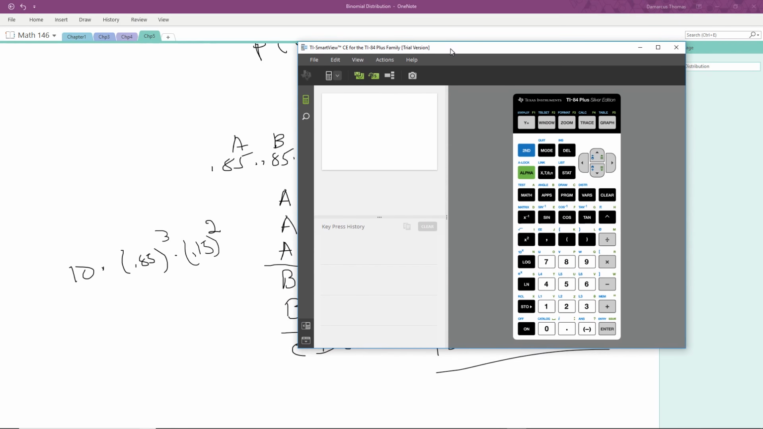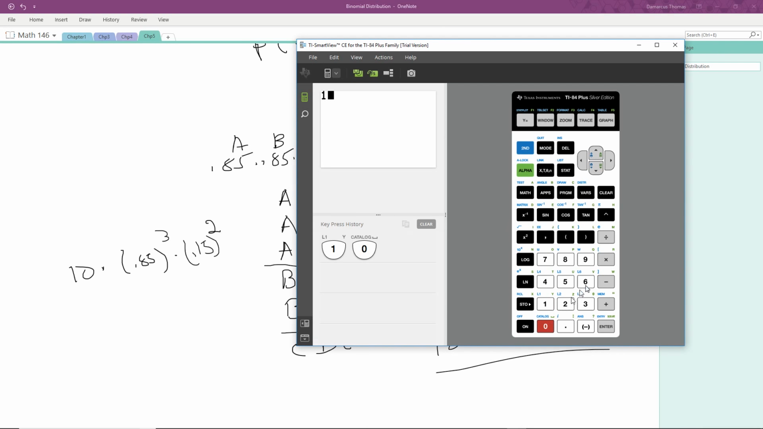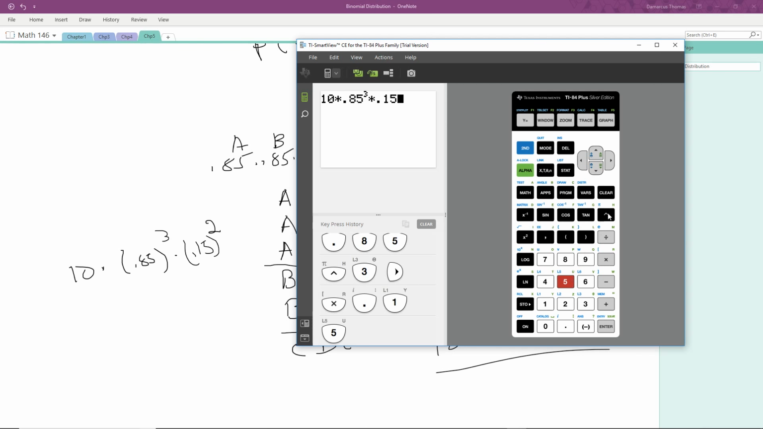And let's work it out and see. So if I did 10 times 0.85 raised to the third power and then times 0.15 raised to the second power, simplified out that way, I can get the correct probability. So it turned out to be pretty low. The probability of this happening, according to our formula, is 0.13 or 13%.